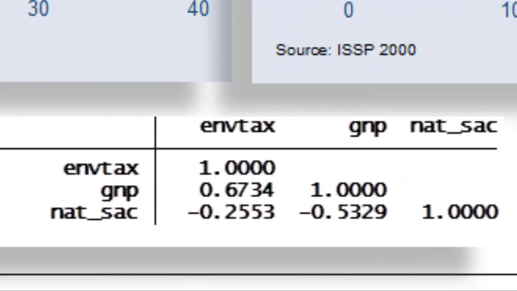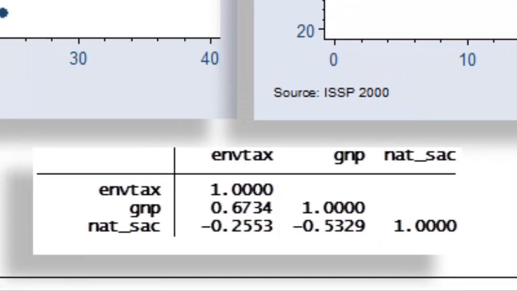Looking at the table on the bottom, we can see that the correlation coefficient between willingness to pay environmental tax and gross national product is about 0.67. It's positive and strong. Remember, it can be no higher than 1, no less than -1. The correlation between GNP per capita and the sacredness of nature is -0.53. Again, a reasonably strong correlation and negative, consistent with the graphic on the right.